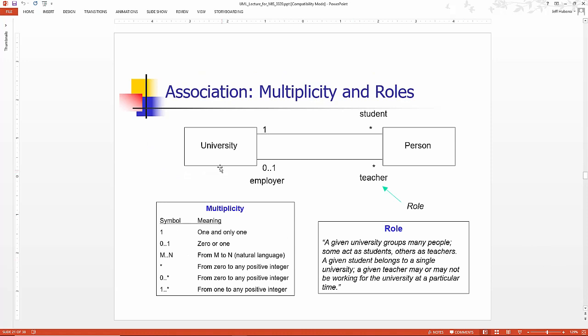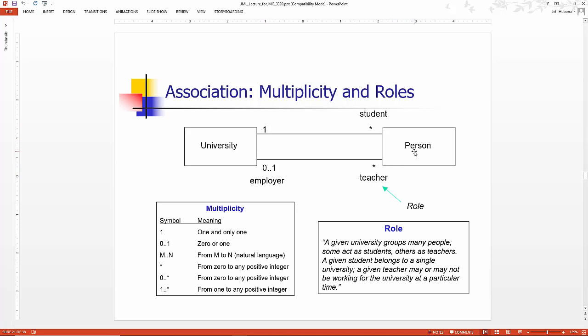For example, here we have a university class or object, and we have people objects. And the role that the people play in this scenario is student. People are students of the university. But the university may also be an employer of people, and also a teacher. University may teach people. Okay, the role names are specific to the ends to which they relate.